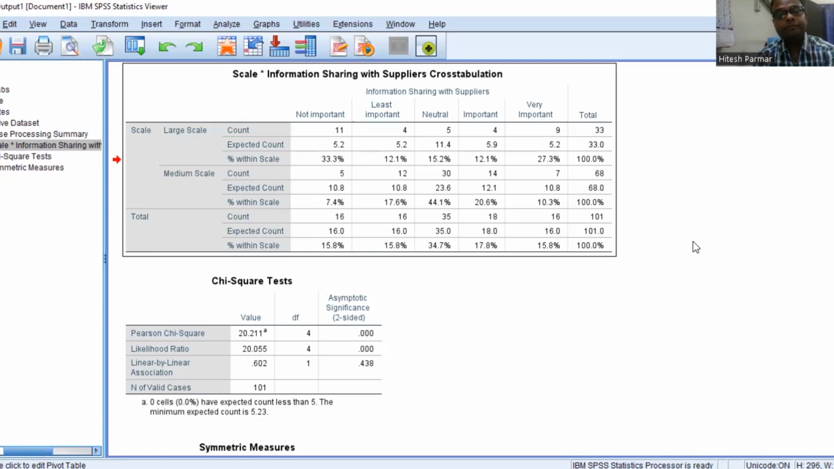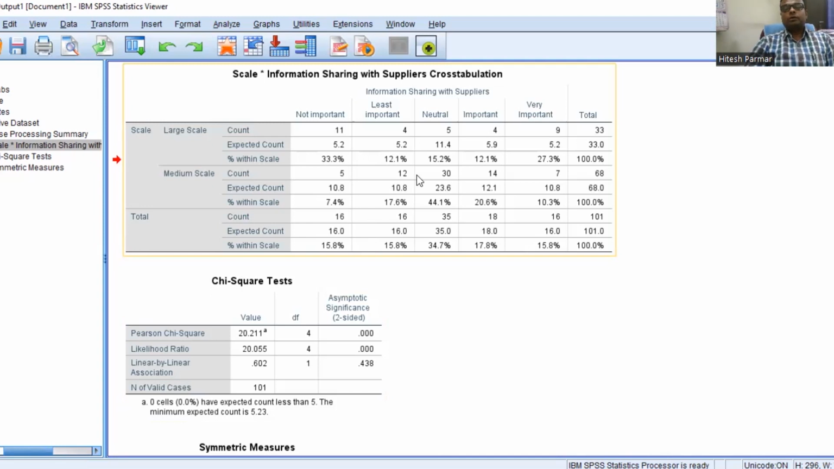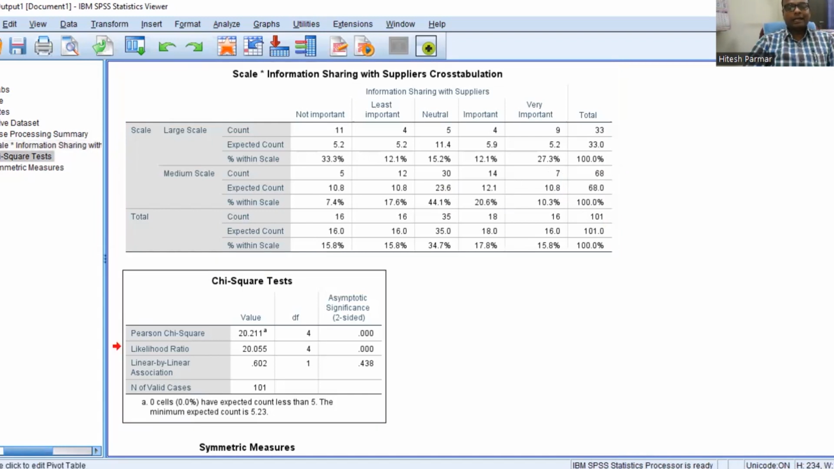So then, if the p-value is less than 0.05, you can comment that large scale organizations are giving more importance to information sharing with supplier as compared to medium scale organizations. Like this, further you need to interpret the values based on the percentages. So this is how we can interpret the results of the chi-square.